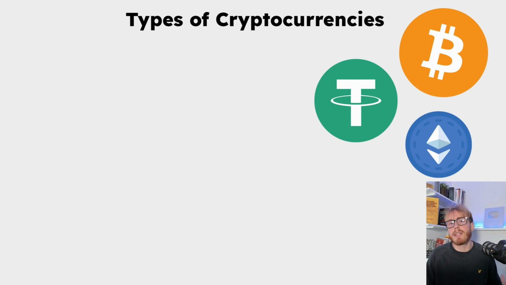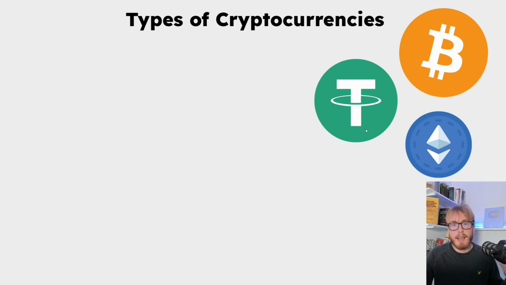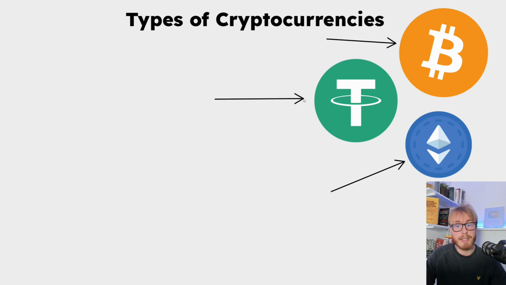It's time to start taking a look at some different types of cryptocurrencies. Here on the screen, you can see some of the most common cryptocurrencies. We have Bitcoin right here, which is probably familiar to all of you guys. We have Ethereum right here, and right here we have a cryptocurrency called Tether. Tether is a stablecoin, and stablecoins are very important when it comes to crypto trading, and we will talk more about stablecoins later.